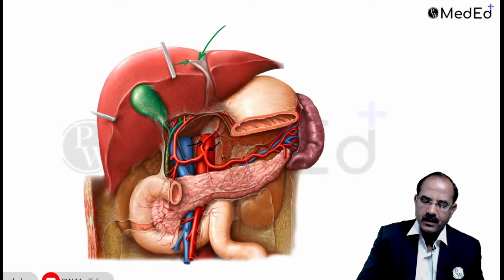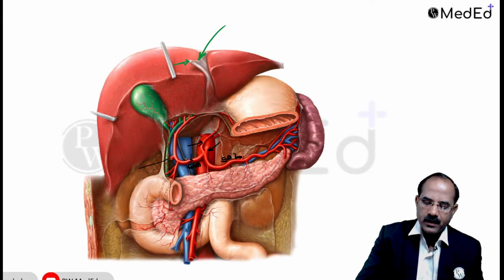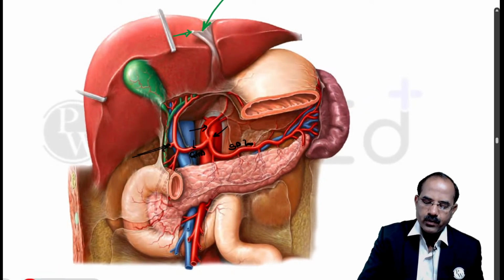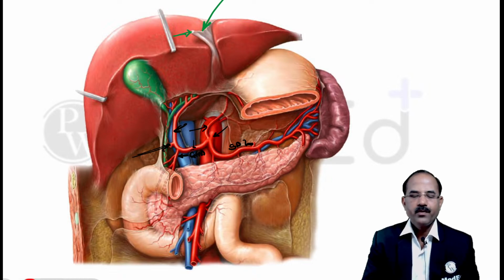What is this artery? Left gastric. That's the splenic artery, and that's the common hepatic. This is the common hepatic artery. The common hepatic artery gives one, the right gastric; second, the gastroduodenal; and third, the hepatic artery. Fine, clear to all of you?